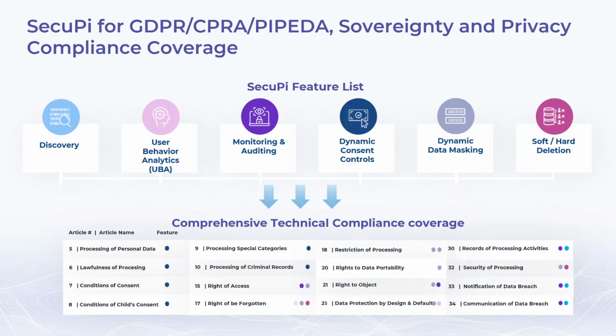SecuPi has comprehensive technical compliance coverage to answer privacy regulation and the need for sovereignty to stay within your location. Starting from discovery and classification, where we can find PII information, personal identifiable information, through user behavior analytics to find out unusual behavior and monitor that, going through monitoring and auditing of every access to private data, going through dynamic consent control to dynamic data masking and soft and hard deletion.